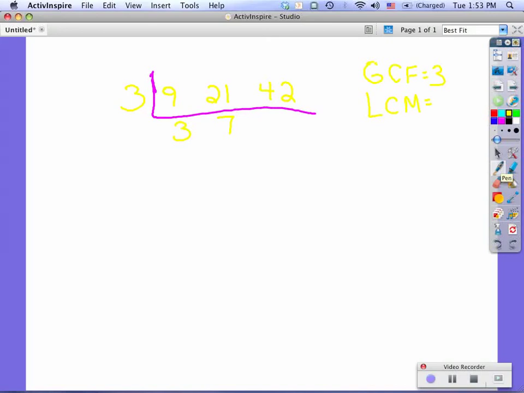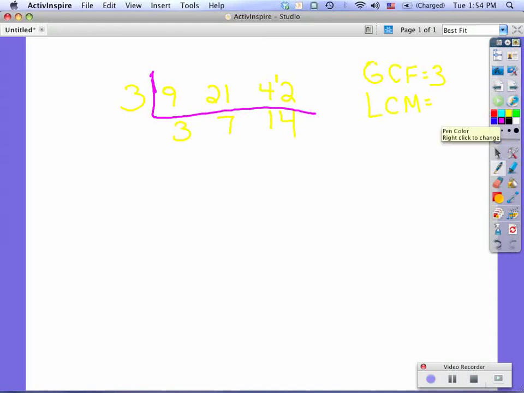How many times does 3 go into 4? Once. Remainder. How many times does 3 go into 12? 4. Now let's look at this again. Do all 3 of those numbers have something in common? No. So I'm done with the GCF. Correct? Do 2 of those numbers have something in common? Yes. What 2 numbers have something in common? 7 and 14. 7 and 14.